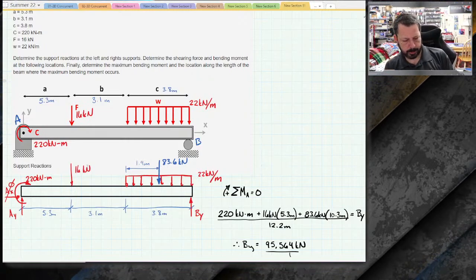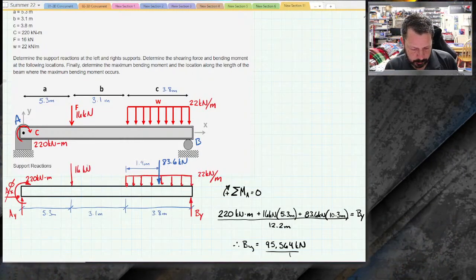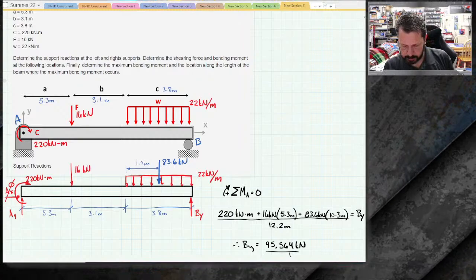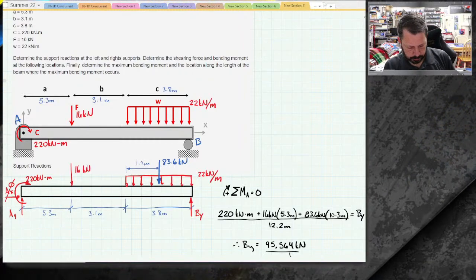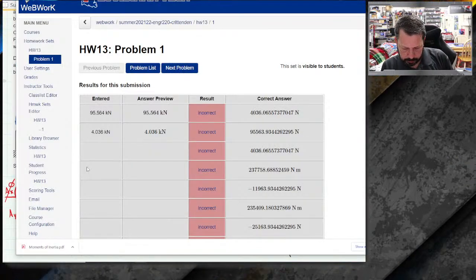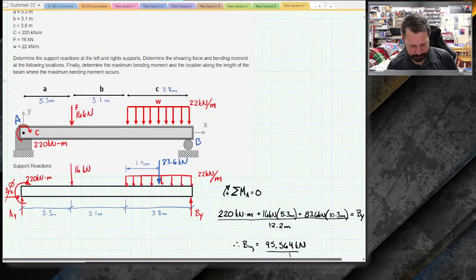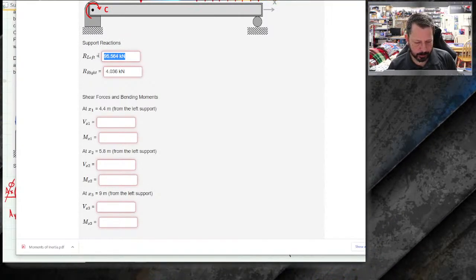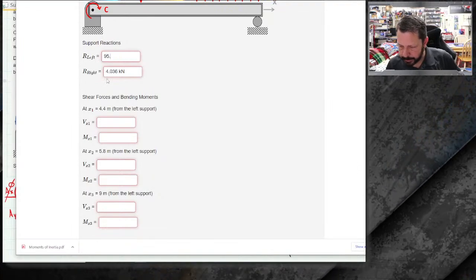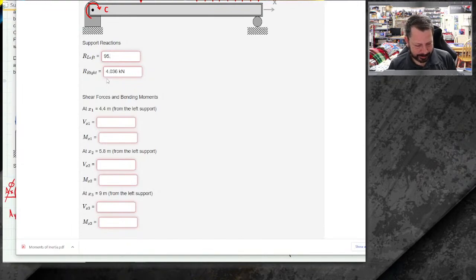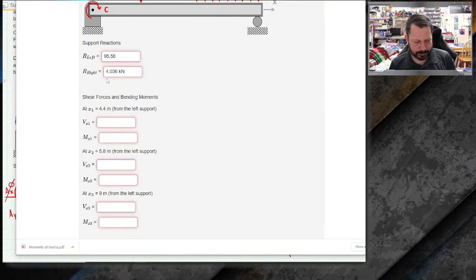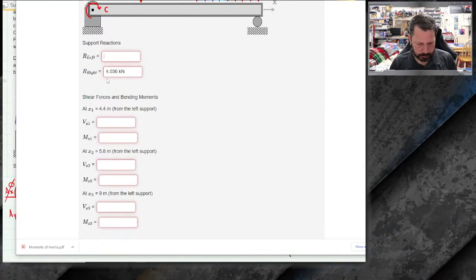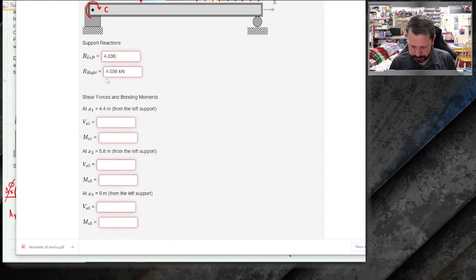Let me put it back in the calculator and see if I did something weird. Let's check it out. Oh, I wrote them backwards. Oops. All right, so we didn't do any math wrong, we just entered this wrong. This one is BY, which would be on the right-hand side. Yeah, somebody noticed that too. All right, 95.56. I had 564 kilonewtons, but that's not what I want there. I want the 4 right there: 4.036 kilonewtons.